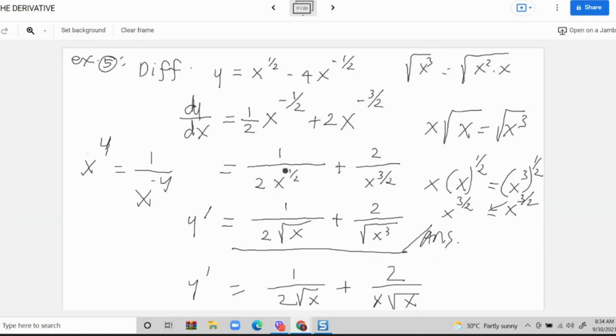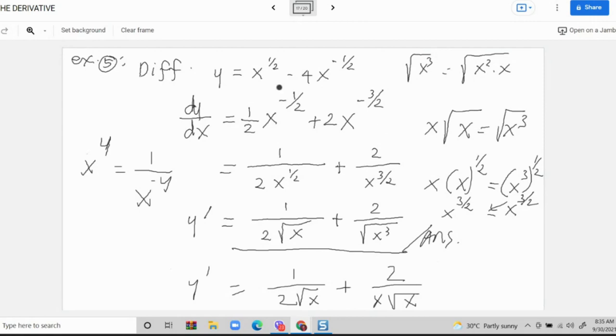Then we transform the exponential form to radical form. The exponent 1 half is the square root. So 1 over 2 square root of x, plus 2 over square root of x cubed. We can also transform the square root of x cubed into x times square root of x. So this is the answer: 1 over 2 square root of x plus 2 over x square root of x. They are equal.